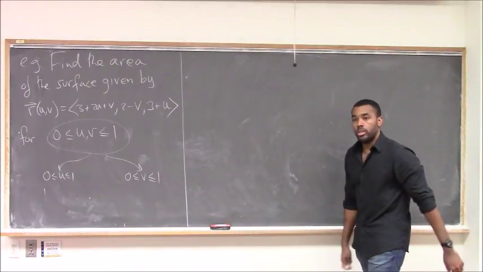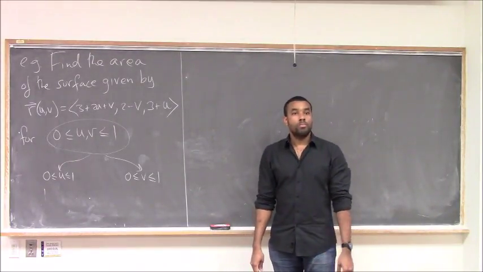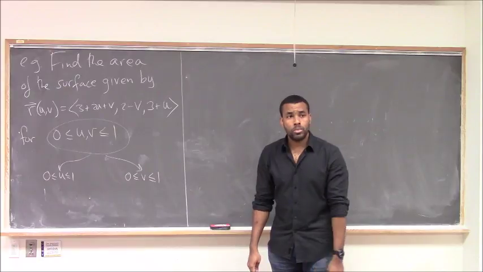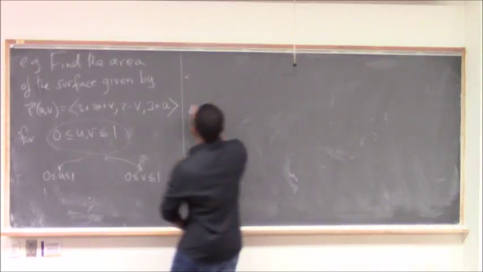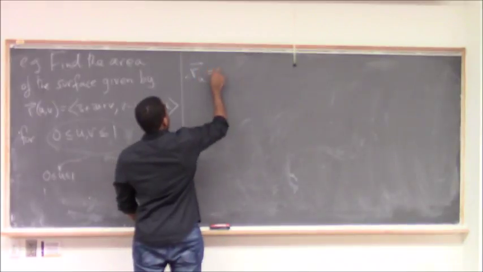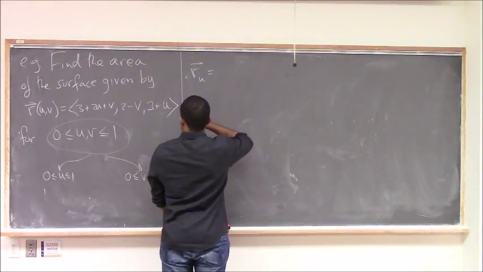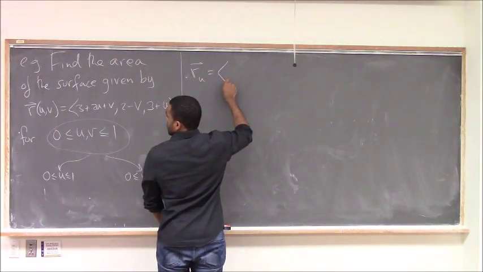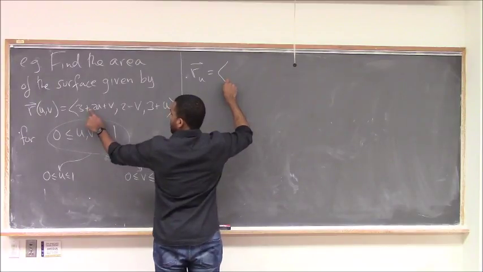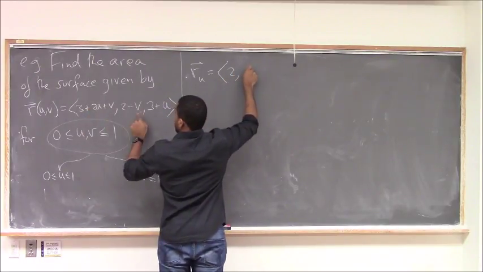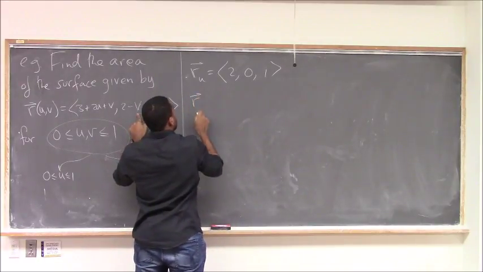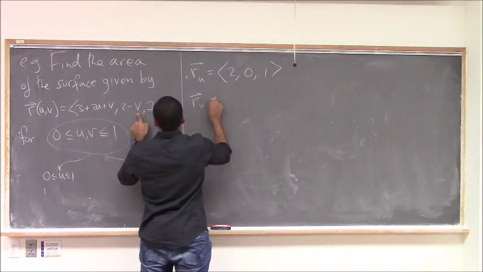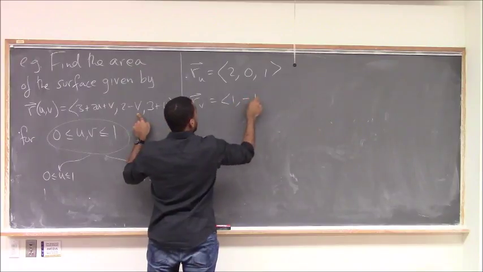Okay, tell me how we do it. Yeah, Edward? Take the partial derivative with respect to u, and then with respect to v. So r sub u would be what? It will be positive 2, 0, and 1. And the bottom, r sub v, will be 1, negative 1, and 0.